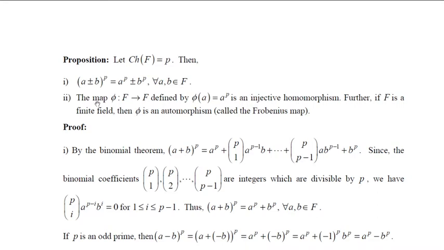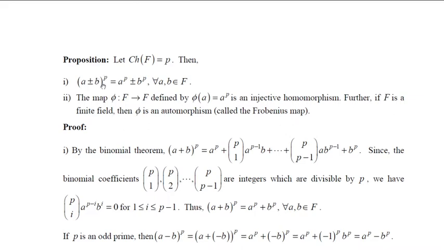And the second thing is the map phi from field F to F defined by this. We have to show that this mapping is an injective homomorphism, and further, if F is a finite field, then we have to show that phi is an automorphism, and this automorphism is called the Frobenius map.